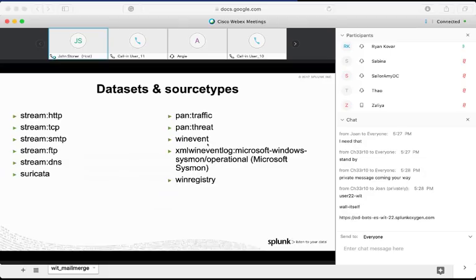We have Suricata data from an IDS perspective. We have the Palo Alto Networks PAN threat and PAN traffic source types. We have what's called win event as a source type that includes the application and the audit logs from win event log. And then we have one that's a little bit of a mouthful in terms of the typing. So this is the Sysmon data, the XML win event log, et cetera, and then win registry. There's a bunch more source types, but those are some of the key ones that we're going to be leveraging.